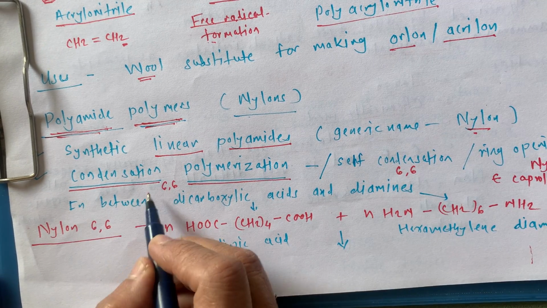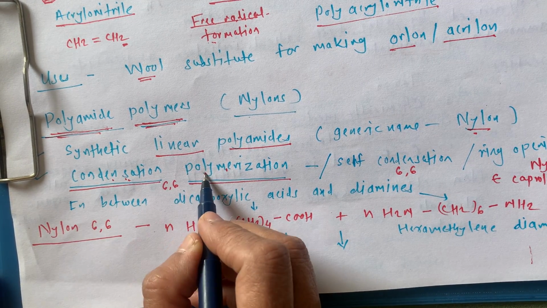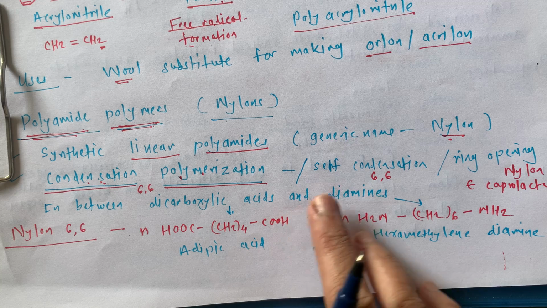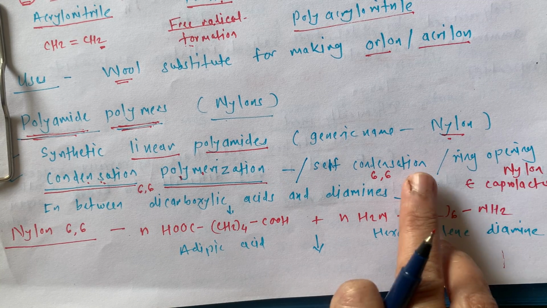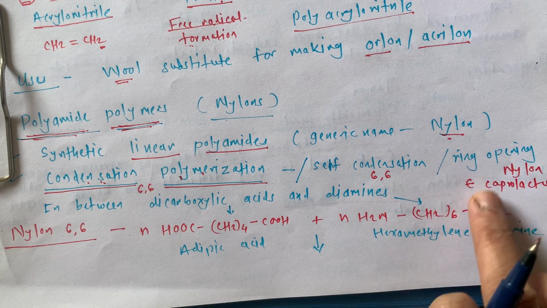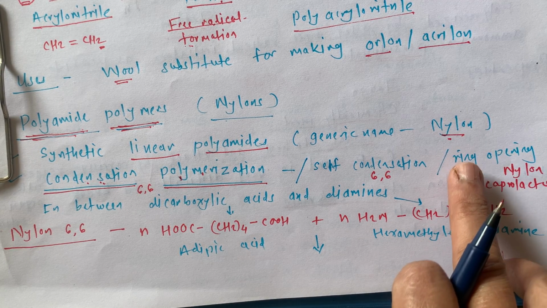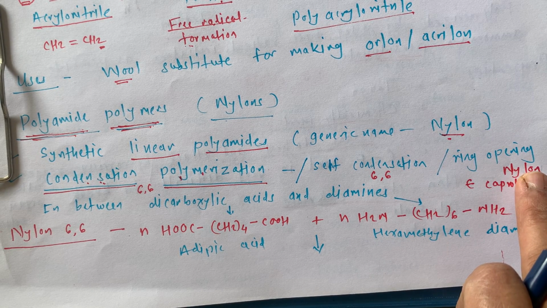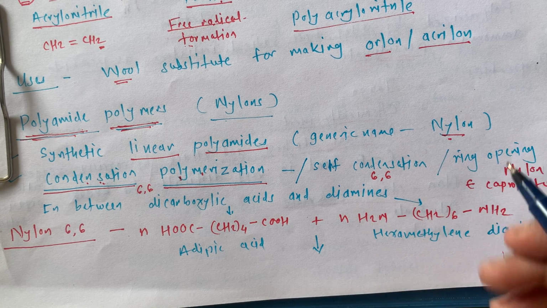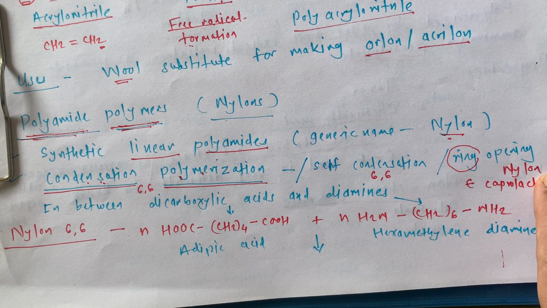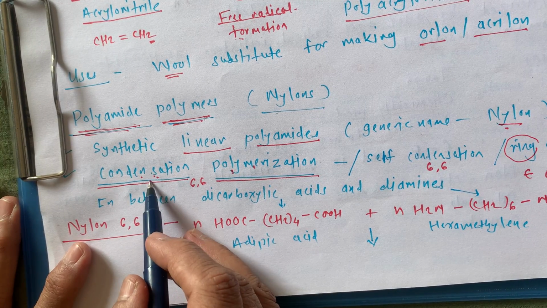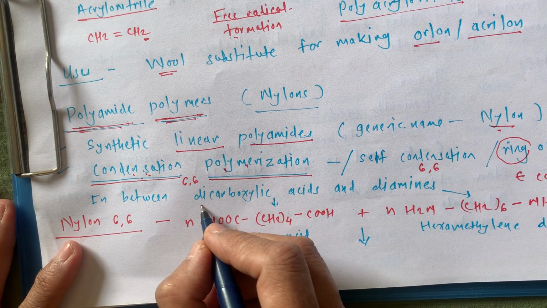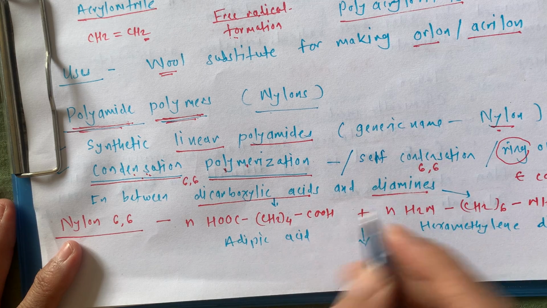These undergo condensation polymerization. We know there is self condensation always, and one more is ring opening also. We studied this in nylon 6, the epsilon caprolactam type of formation of polymer, where ring opening converts epsilon caprolactam into nylon 6. Try to remember this reaction. Now when this is a condensation polymerization, there should be two different units: one is the dicarboxylic acid, another one is the diamine.